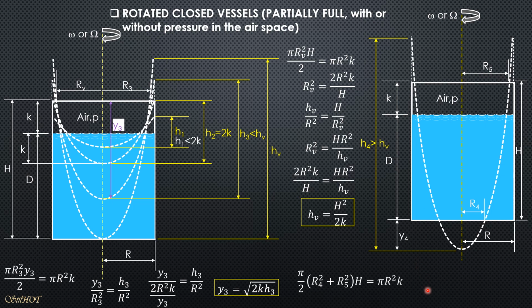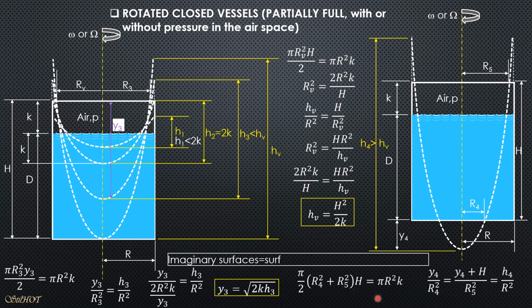Then, because there are two unknowns, r4 square and r5 square, by squared property of parabola, y4 as to r4 square equals y4 plus big H as to r5 square equals h4 as to big R square. Then from here, r4 square is in terms of y4 and r5 square is also in terms of y4. Solving these two equations simultaneously will lead to a simple equation, not complicated equations. So that's it for these situations here.